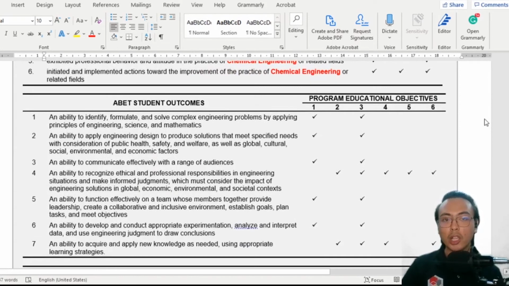Next, we have student outcomes. We have two types of student outcomes. We have the ABET student outcomes and the PTC and CHED student outcomes. Most of the course outcomes from ABET, CHED, and PTC are similar. They just differ in phrasing. So please also read these student outcomes. These are the abilities or attributes that you need to develop during your stay in the university.